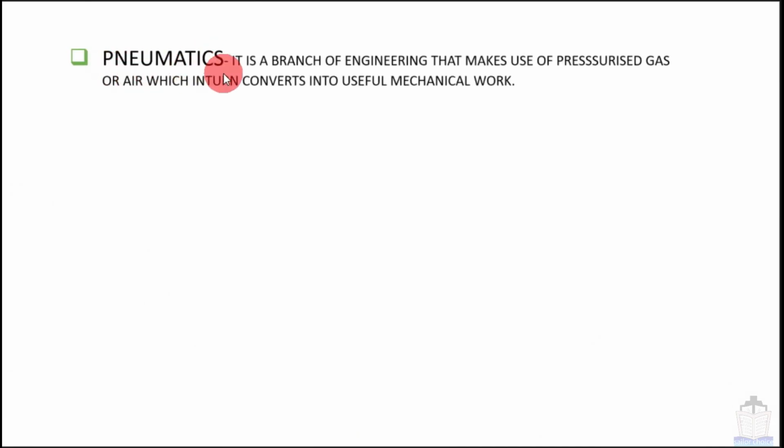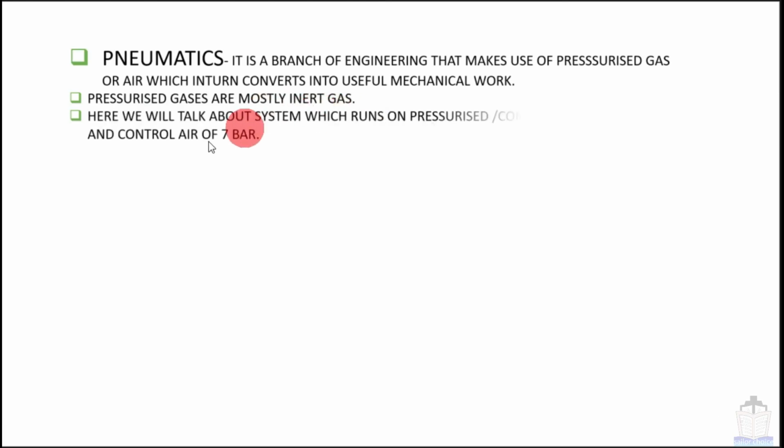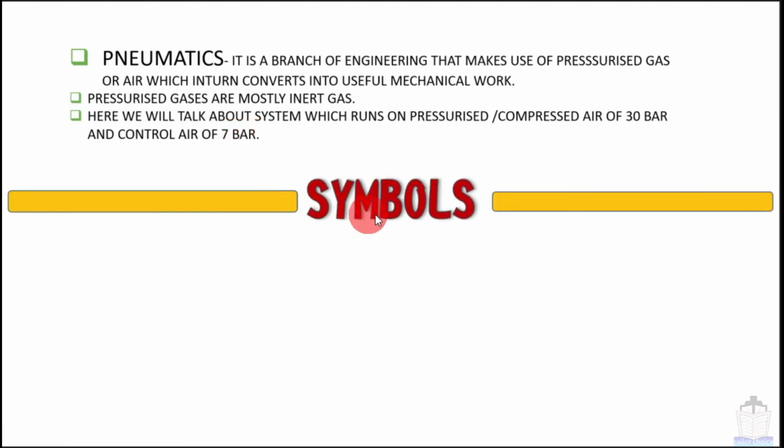So we are going to start with part 1. First thing is pneumatics. It is a branch of engineering that makes use of pressurized gas or air, which in turn converts into useful mechanical work. Pressurized gases are mostly inert gas. Here we will talk about systems which run on pressurized or compressed air of 30 bar and control air of 7 bar. We are going to learn about the symbols as well in this topic.